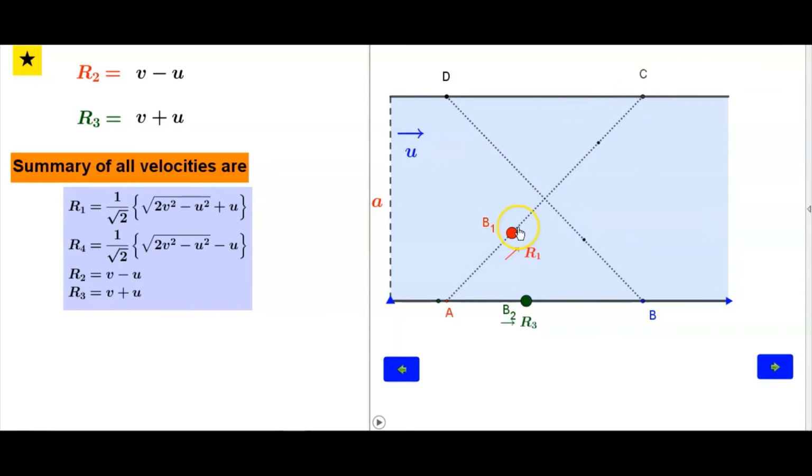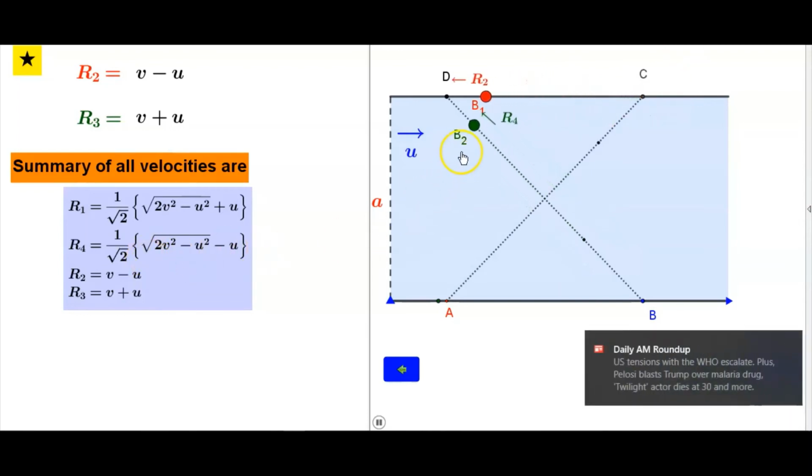This is the red color boat, boat B1. R1 from here to here, from here to here R1. Then here to here R2. For the boat B2, this one R3, A to B R3, from B to D R4. These are the four resultant velocities: R1, R2, R3, R4.